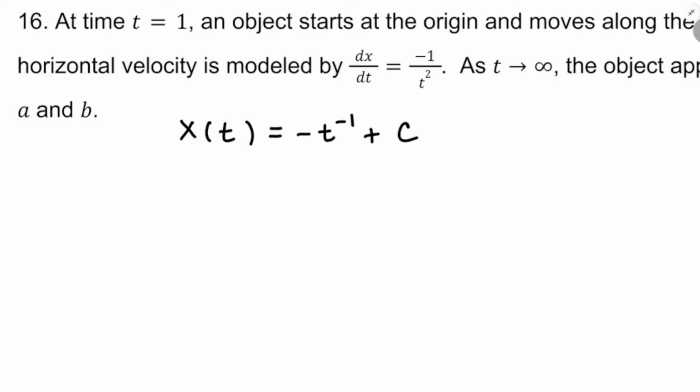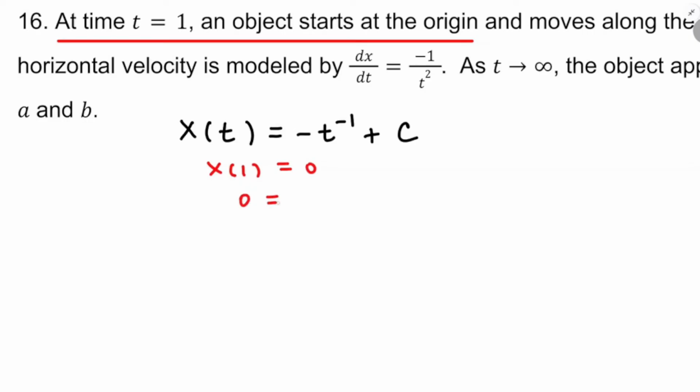But it said at time t equals 1, the object starts at the origin. So that means that x of 1 equals 0. So 0 equals negative, any power of 1 is 1, plus c, so c equals 1. So x of t equals negative t to the negative 1 plus 1, or 1 minus 1 over t, however you like it.